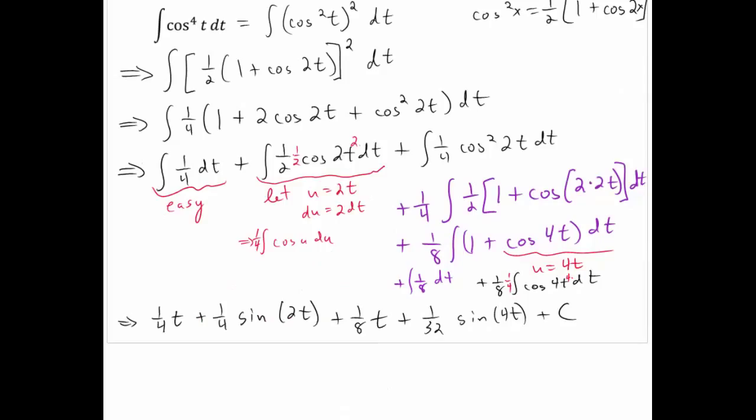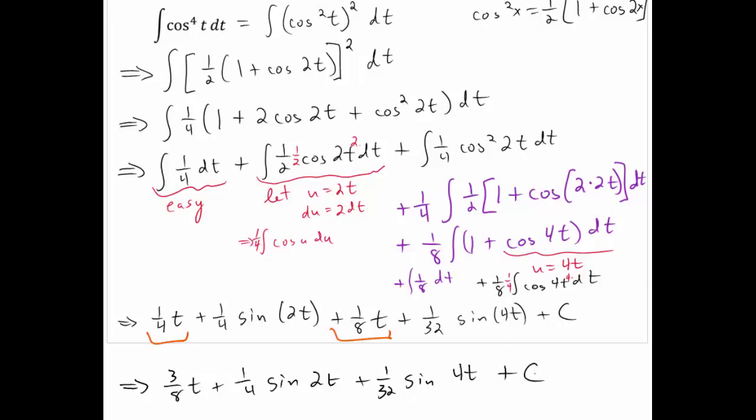Now we do have a couple of like terms here. We have a 1/4 t and a 1/8 t. 1/4 plus 1/8 is 3/8. So then I can write this as 3/8 t plus 1/4 sine 2t plus 1/32 sine 4t plus a constant. So that's how we can use the reduction idea to evaluate integrals where we just have even powers of sines and cosines.